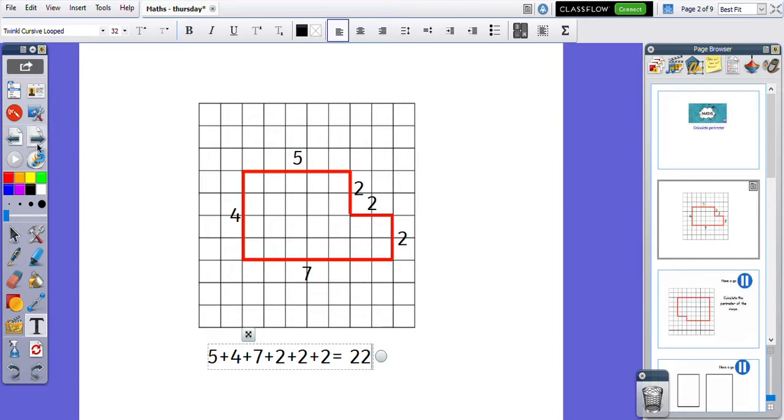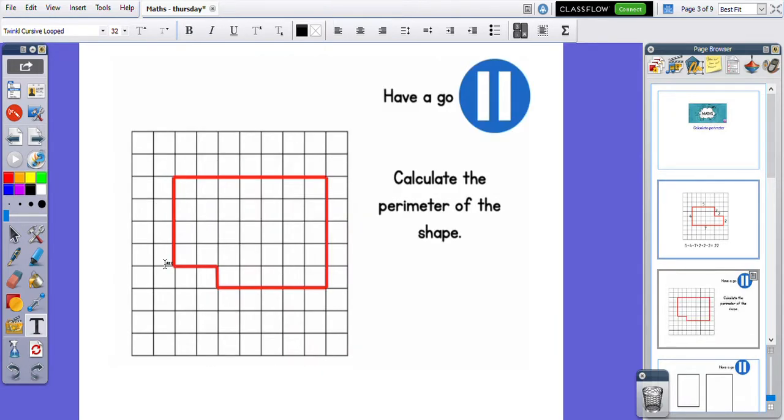Okay? So I'd like you to pause the video and have a go at this one. Remember, you are just using the squares. Okay, let's have a go. Let's go across the top first. We've got 1, 2, 3, 4, 5, 6, 7. Then down the side we've got 1, 2, 3, 4, 5. Then we've got 1, 2, 3, 4, 5.